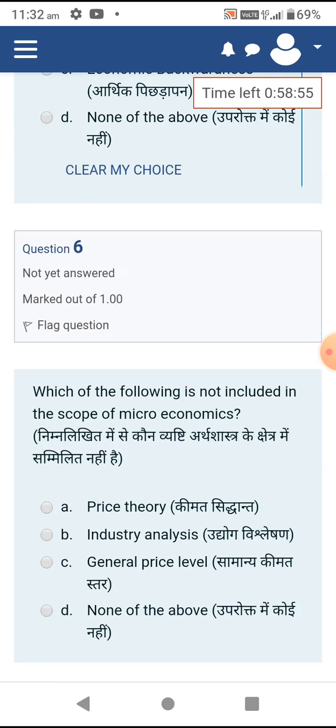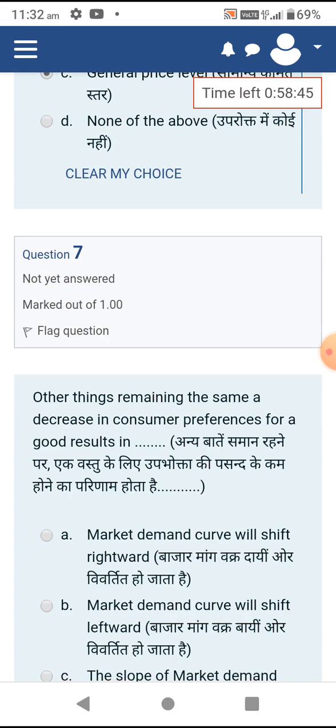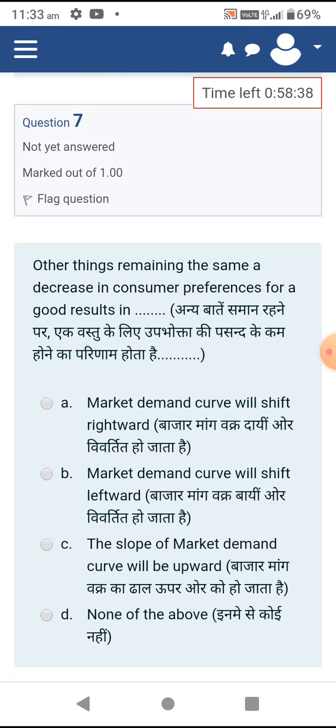Which of the following is not included in the scope of microeconomics? Price theory, industry analysis, general price level, none of the above. Other things remaining the same, a decrease in consumer preferences for a good results in: market demand curve will shift rightward, market demand curve will shift leftward, the slope of market demand curve will be upward, none of the above.